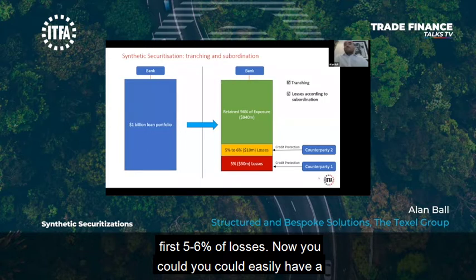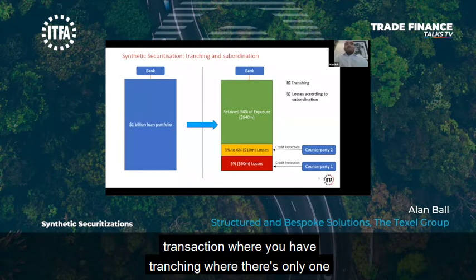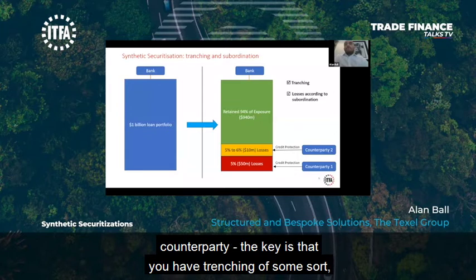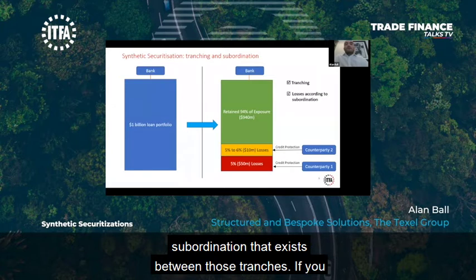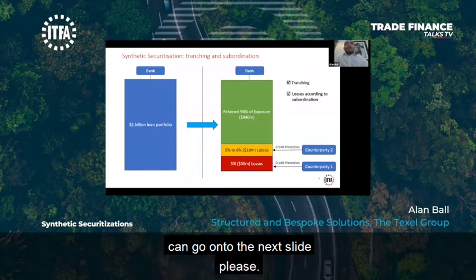Now you could easily have a transaction where you have tranching where there's only one counterparty. The key is that you have tranching of some sort, and the losses are allocated in accordance with the subordination that exists between those tranches. Can you go on to the next slide, please?